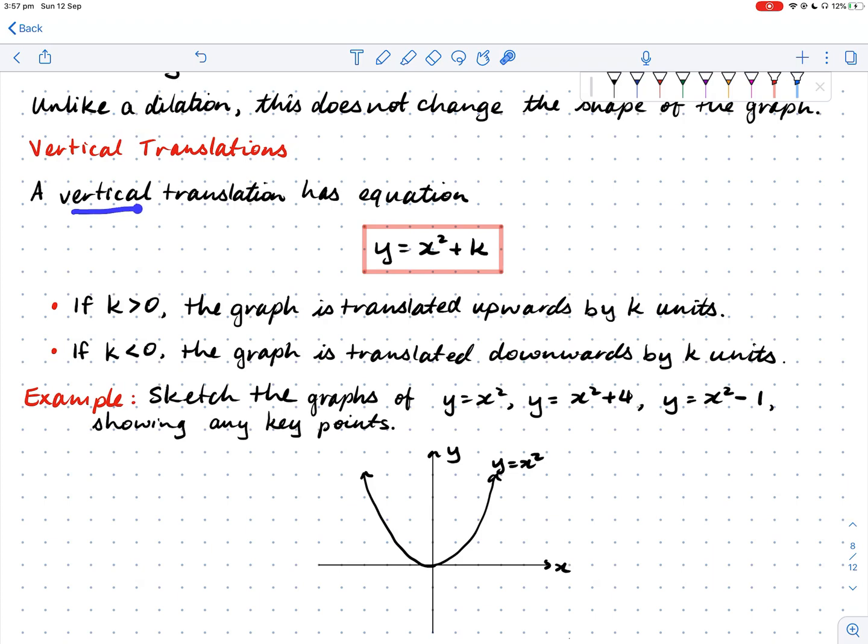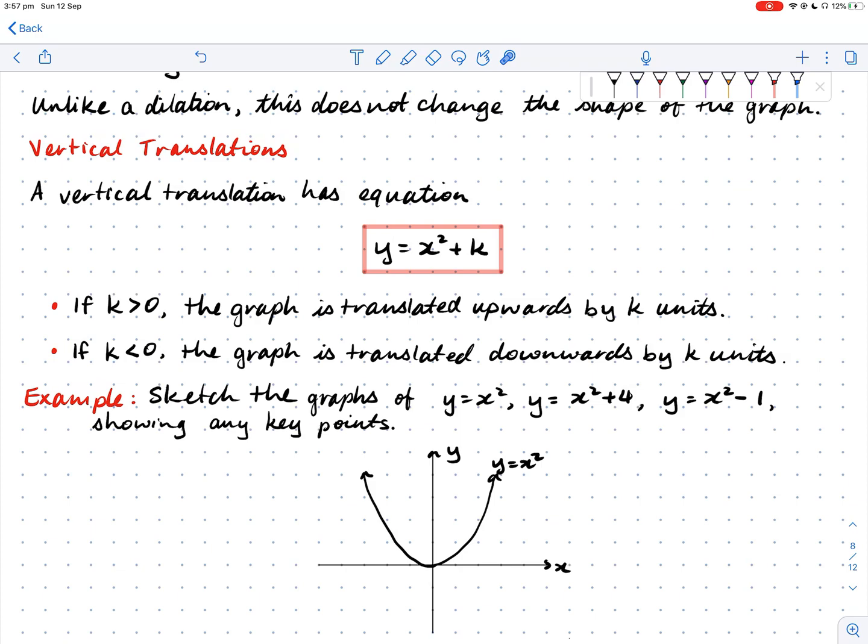If we're moving a graph vertically, the graph will have an equation of y equals x squared plus k, where k is some sort of number. If k is positive, it means that the graph is going to shift up by k number of units. If k is negative, it's going to be shifting down.